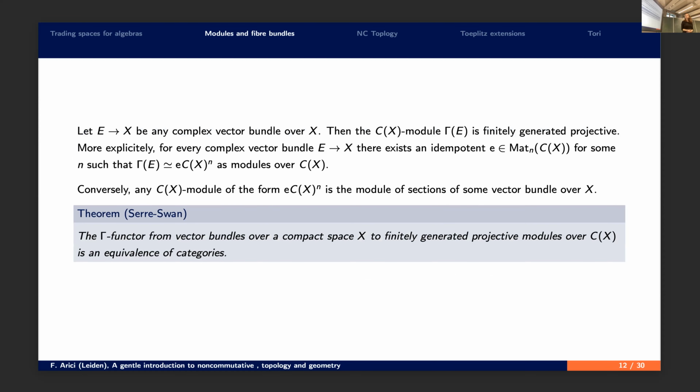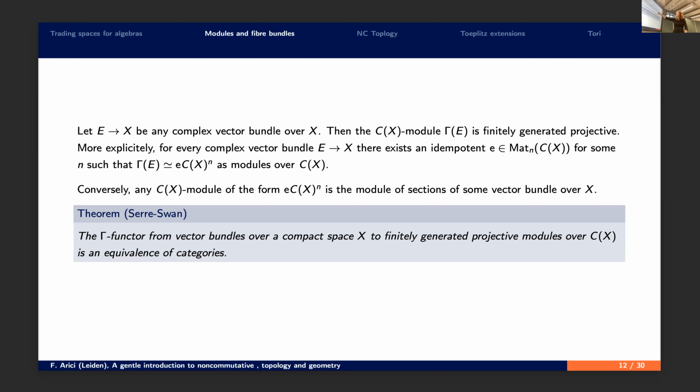Okay, so the main result is that whenever you have a complex vector bundle over X, then the module of sections gamma V is finitely generated and projective. And this in particular means that you can find an idempotent in a matrix algebra over C of X for some n. The n may not be related at all to the rank of your vector bundle. It's more related to finding a partition of unity for the underlying compact topological space.